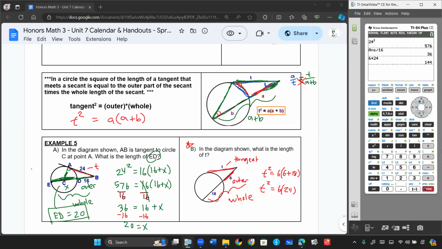Which is 144. So t squared is equal to 144. Now I can square root t, and that's going to give you 12. So this segment out here is 12, and we have our answer.